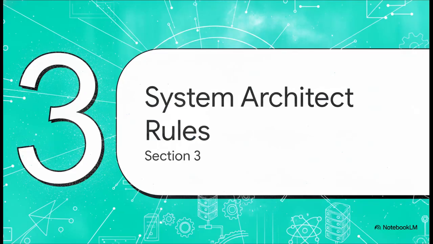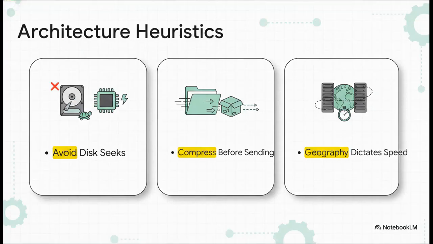Let's pivot over to Section 3, System Architecture Rules. All right, now we're getting into the essential heuristics, basically the guardrails for your system design. First rule, aggressively avoid disk seeks. Like we just saw, memory is lightning fast, but the disk is just agonizingly slow. Second, always compress before sending data. Think about it. Simple compression only costs a few microseconds, but network transfers cost milliseconds. You always want to pay that cheaper microsecond price before you hit the internet.